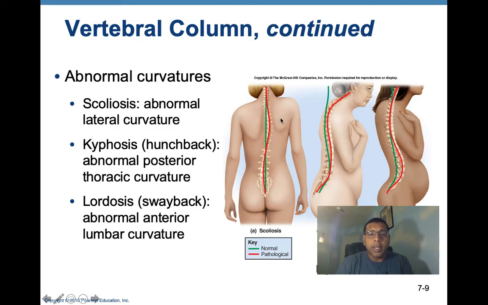Scoliosis, as we can see here in the image, is an abnormal lateral curve to this vertebral column. It can cause problems inside the thoracic cavity. Next we have kyphosis. Kyphosis is hunchback. Next then we have lordosis. Lordosis you can see as a sway back.